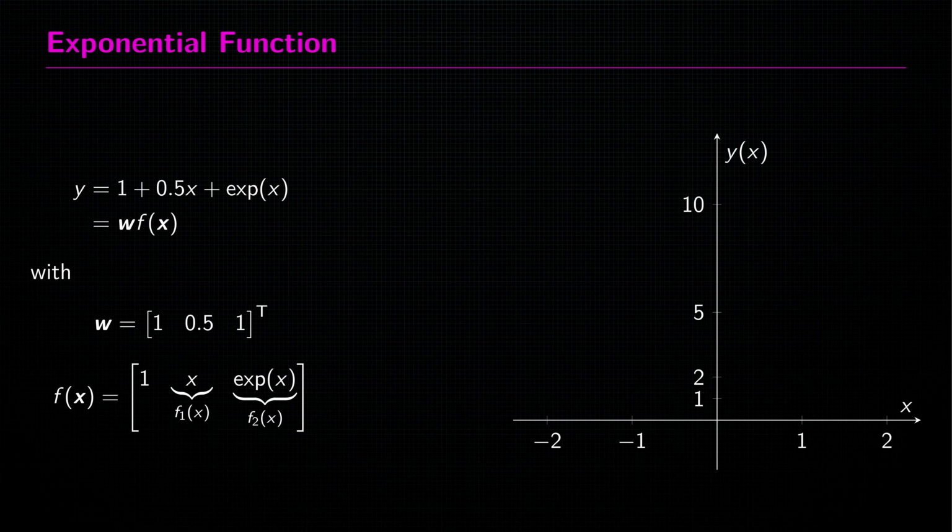An example for a nonlinear function to be fitted could be the exponential function. Here we have a constant offset, a linear term, and an exponential term, for which we get noisy data. With the same procedure as before, it is possible to determine the weights w, such that we can fit a function through the samples in an optimal fashion.